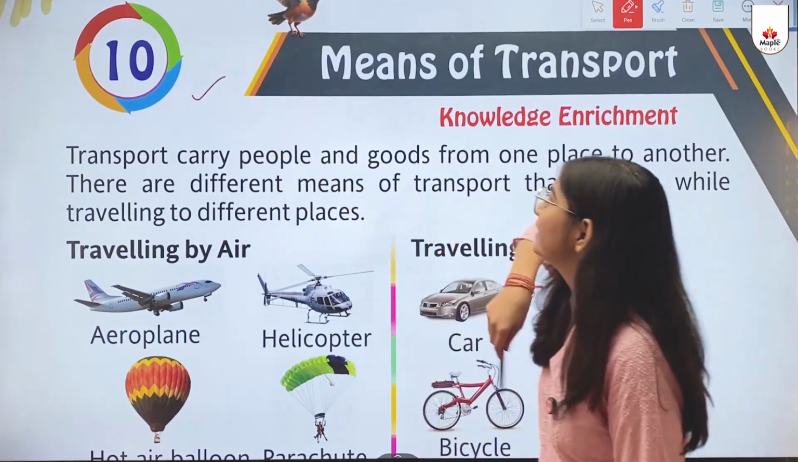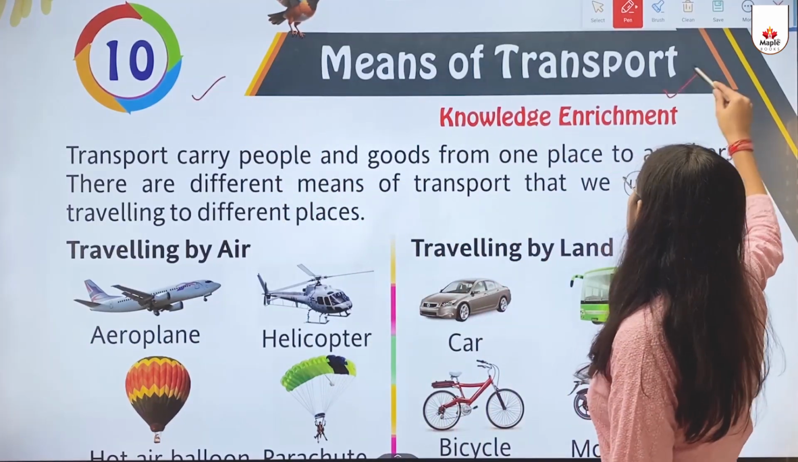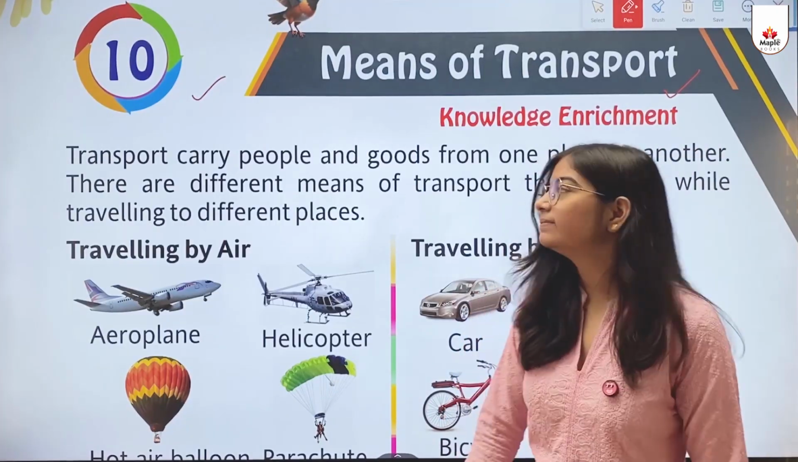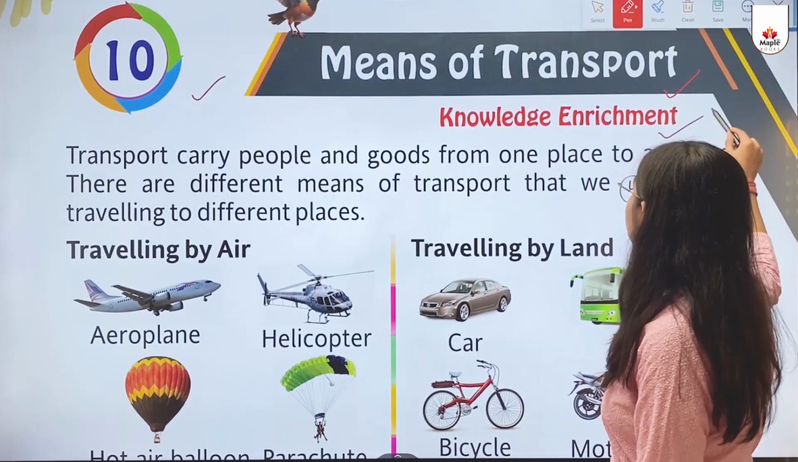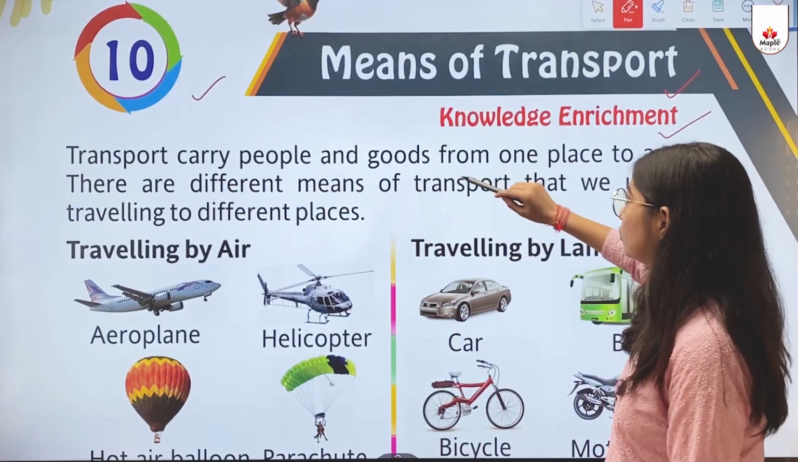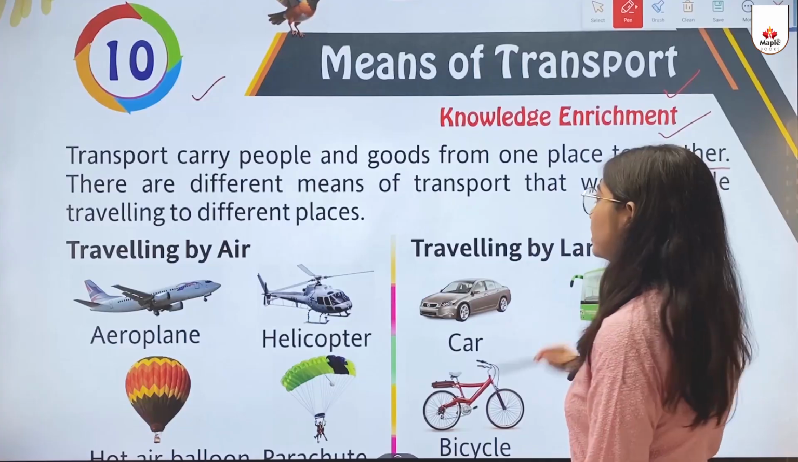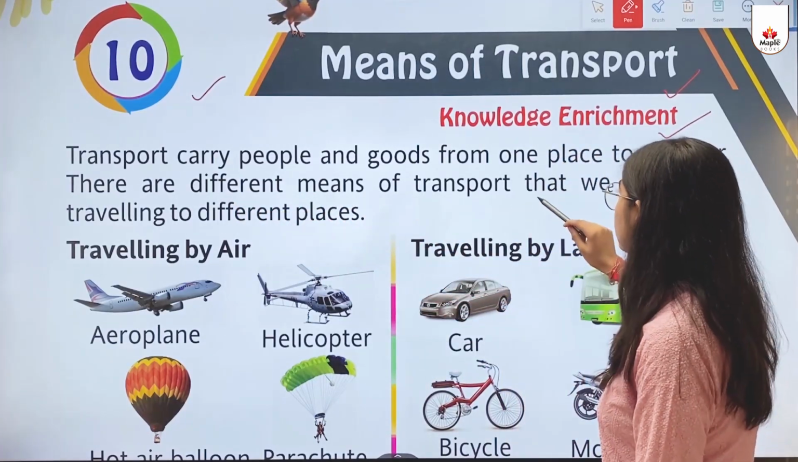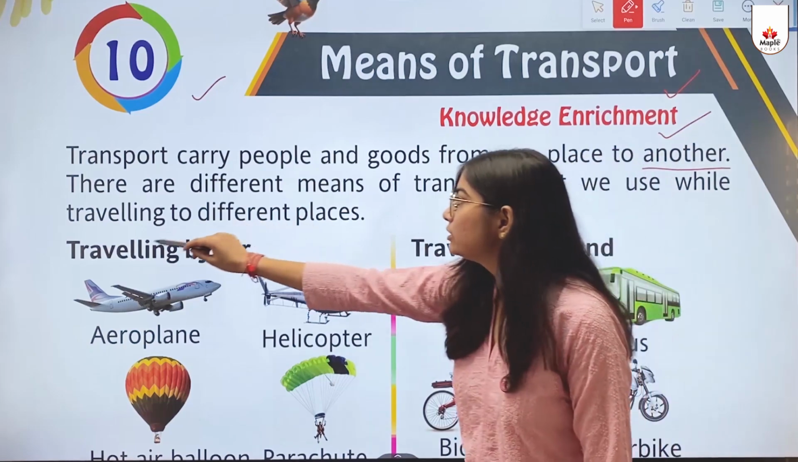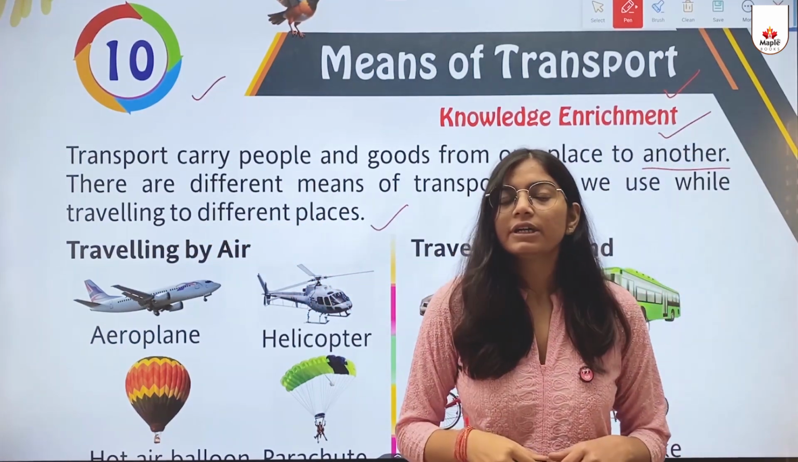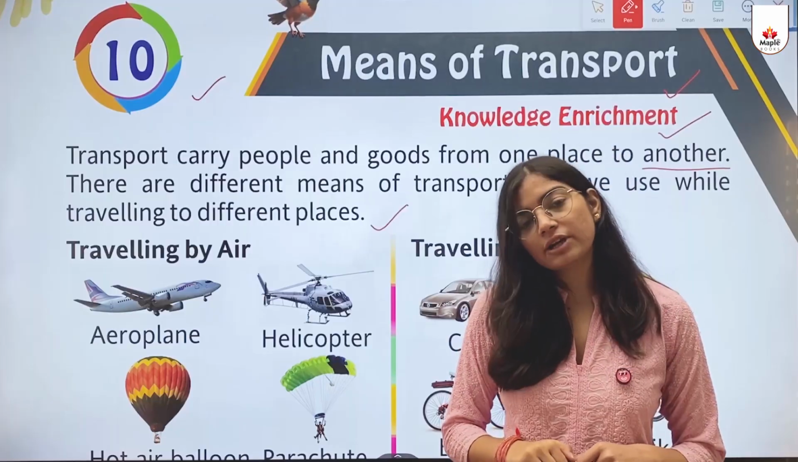Chapter 10, Means of Transport, from the book GK0. Knowledge enrichment. Transport carry people and goods from one place to another. There are different means of transport that we use while traveling to different places. So, they are telling us about transport.